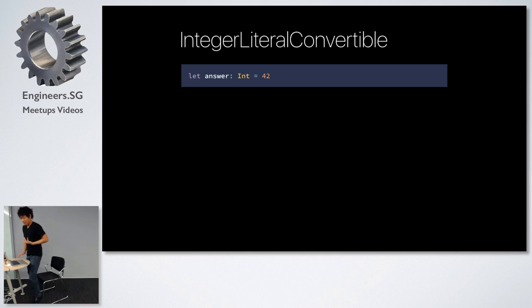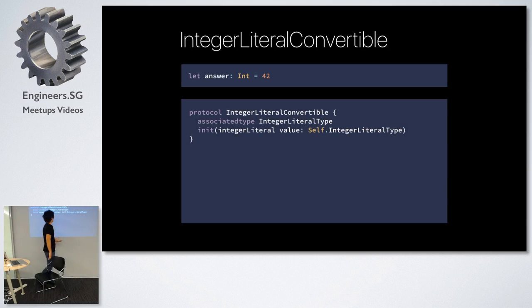The answer is something called an integer literal convertible. Alright? And an integer literal convertible is actually a protocol. And the Int type conforms to this protocol. And all this protocol has is just an initializer. Alright? And take note that the initializer takes an integer here. But you can apply it to anything if you think about it. Anything that takes a protocol can take an integer literal if you apply this protocol. Int conforms to integer literal convertible.